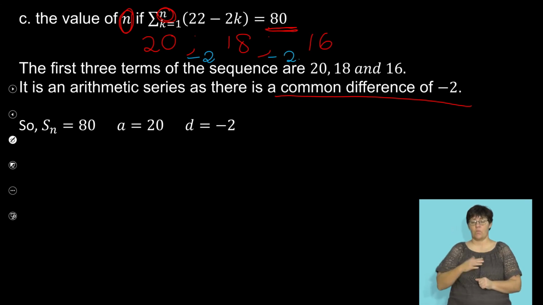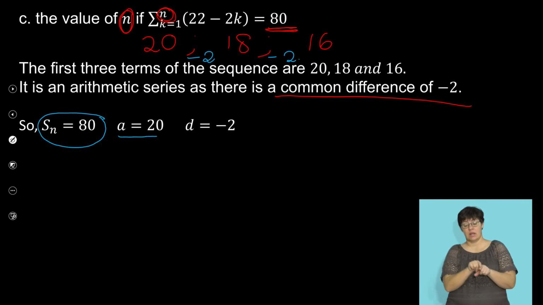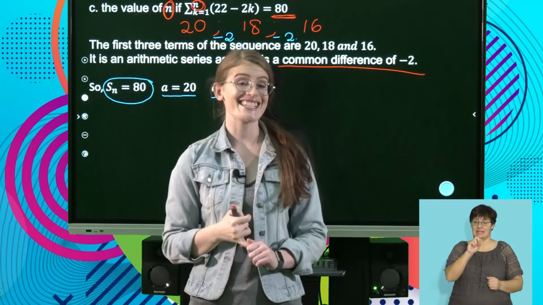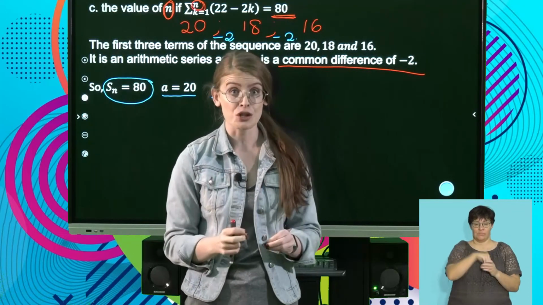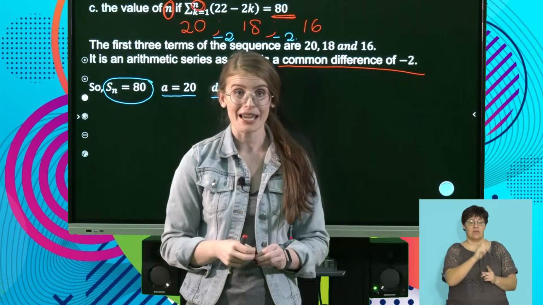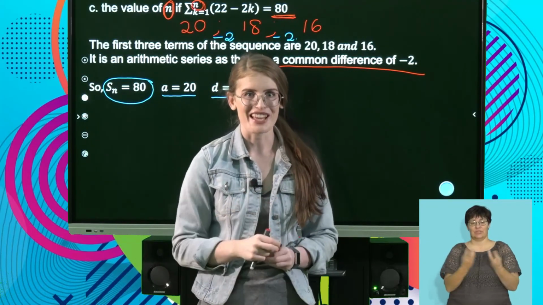Because I'm trying to find the n that leads to the series having a total value of 80, I'm going to be substituting in 80 for my Sn. I can see that a is equal to 20 because that is my a value, and I have already established that the common difference is negative 2. Great, guys. So because I have an Sn, an a, and a d, I'm going to substitute that into my arithmetic series formula, as this is going to allow me to solve for n. Let's do that together.